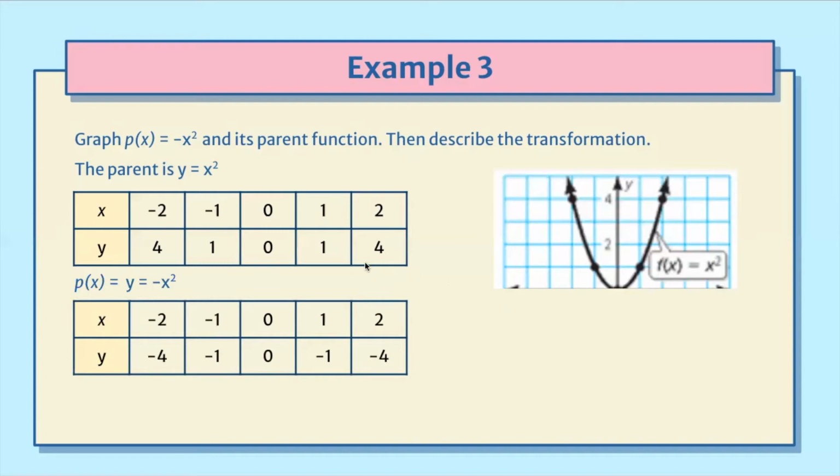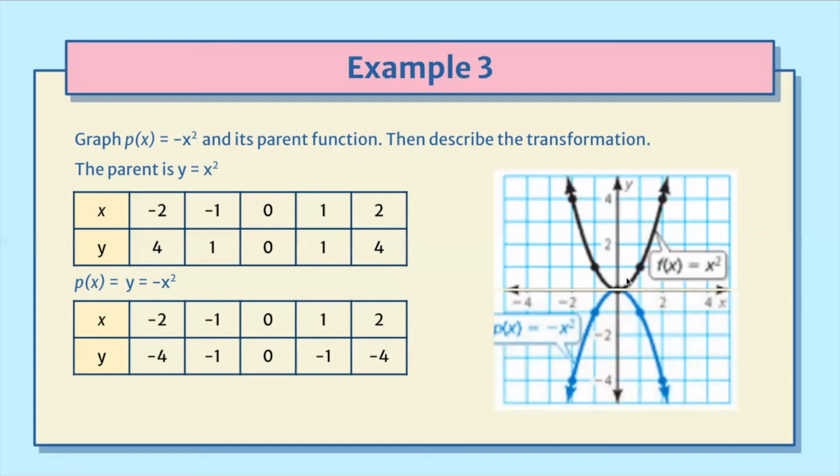So we can see, comparing these two tables, that the y values of p of x are negative compared to the y values of the parent function. So we can see that it's reflected over y equals 0, or the x-axis, and that each point is the same distance from the x-axis as it is on the other side after the reflection. So we can say that p of x is a reflection over the x-axis of the parent quadratic function.